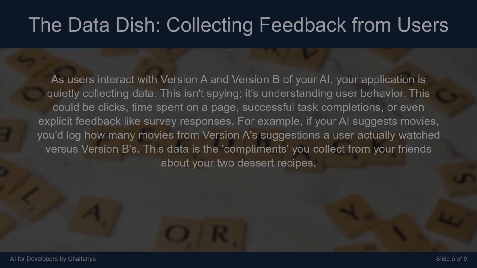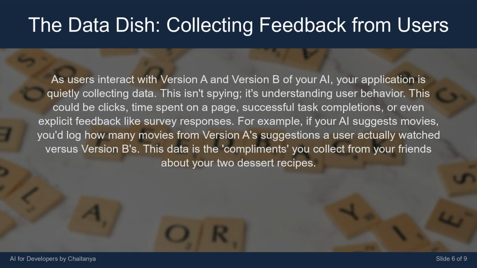application. As users interact with version A and version B of your AI, your application is quietly collecting data. This isn't spying, it's understanding user behavior. This could be clicks, time spent on a page, successful task completions, or even explicit feedback like survey responses. For example, if your AI suggests movies, you'd log how many movies from version A's suggestions a user actually watched versus version B's. This data is the compliments you collect from your friends about your two dessert recipes.